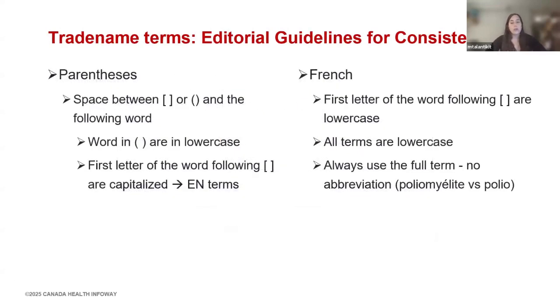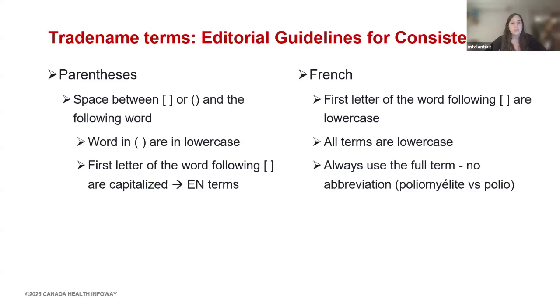So we also did some other editorial guidelines for consistency. We made sure there was a space between the square brackets and the parentheses after, that the word in parentheses is in lowercase, and that the first letter of the word following the brackets is capitalized in English for the English terms, but lowercase for the French terms. In French, all the terms were lowercase. And also the Quebec team decided that they wanted to use the full medical term and not any abbreviation. So here I give you an example. They preferred poliomyelitis instead of polio.